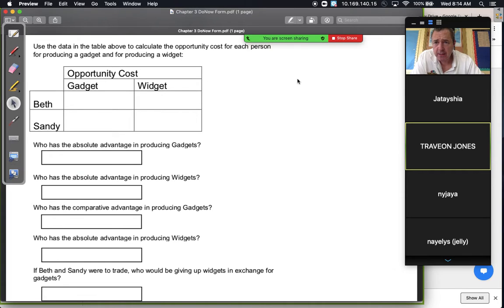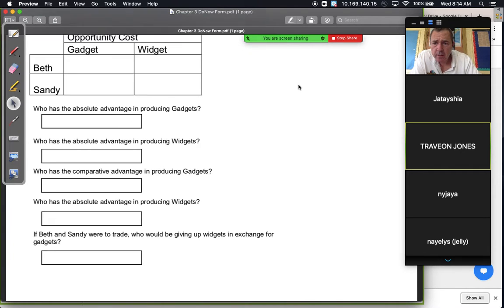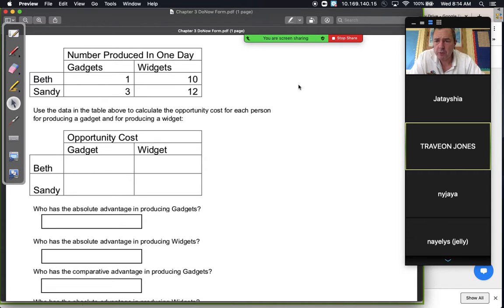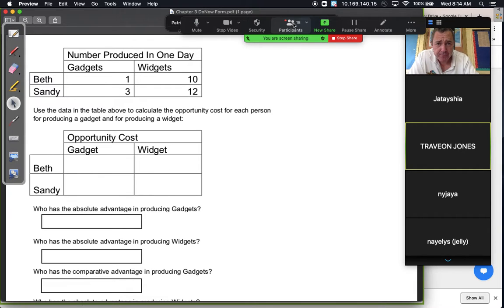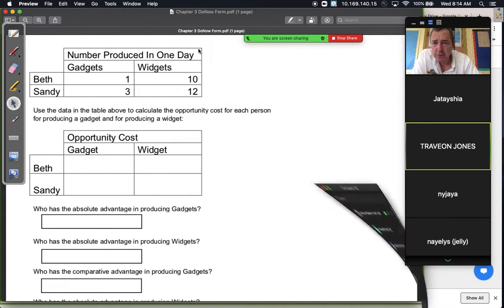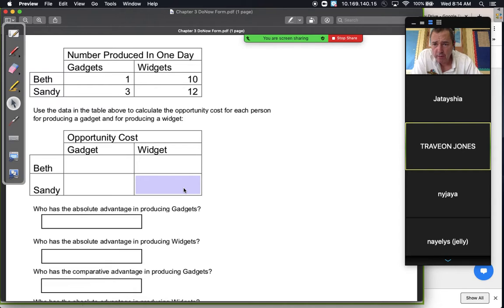All right, so anyways, let's, what am I missing here? Oh, here we go. All right, so here's some information on two made-up people, Beth and Sandy, and two made-up products, gadgets and widgets. In one day, Beth can produce one gadget or 10 widgets. And in one day, Sandy can produce 3 gadgets or 12 widgets.